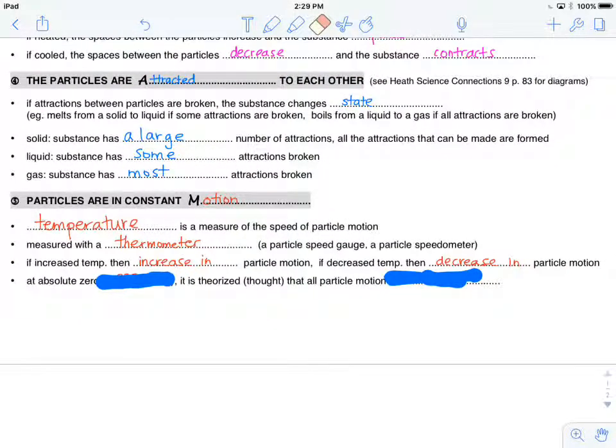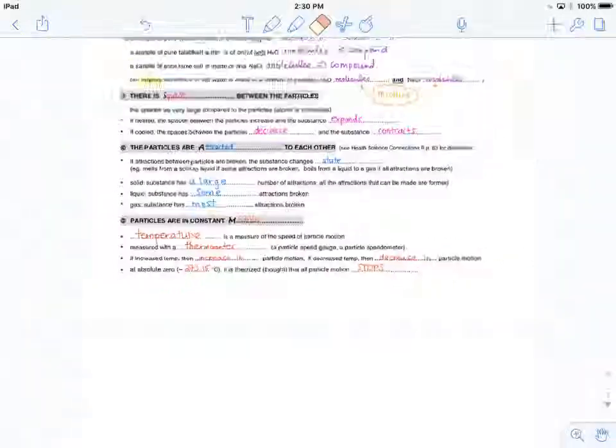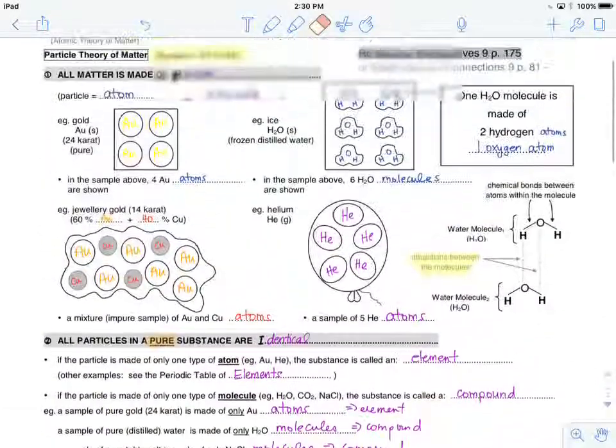It's theorized that absolute zero, which is the lowest temperature we can get, happens at minus 273.15 degrees Celsius, and is the point at which all particle motion would stop. And there's a whole branch of physics called low temperature physics where we seek to achieve absolute zero, but of course it's theorized, it's a theoretical temperature. We can probably never actually get there, and we can talk about why in class. So there are your 5 points of the particle theory of matter in under 10 minutes.